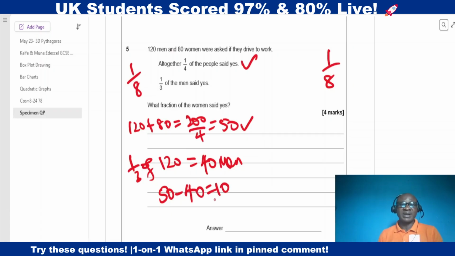What did you do last? I did 10 divided by 80. I did 10 divided by 80 to see the fraction of women who said yes, since the number of women that said yes is 10, and the total number of women is 80. So your answer reduces to 1 over 8.